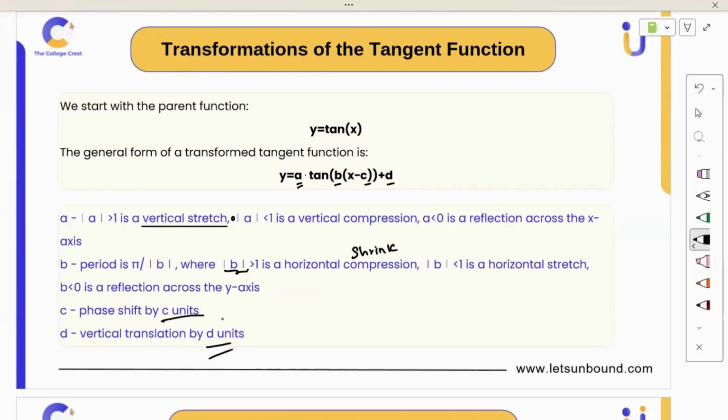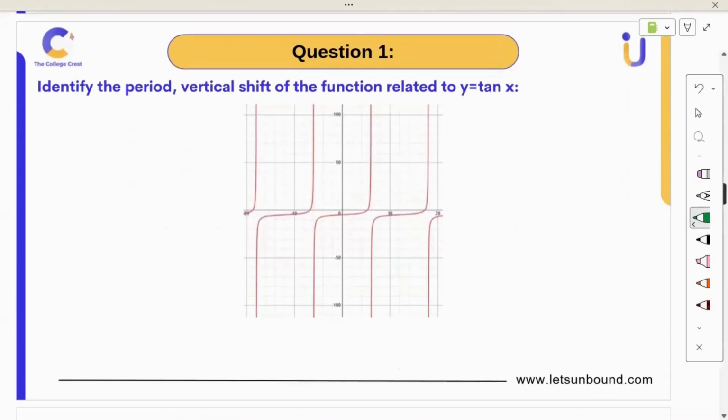D is the vertical translation. Everything is the same. There is nothing new here, as we did for other functions like quadratics, polynomial functions, exponential, and logarithmic. The transformation rule is the same. There is nothing new, and yeah, only the word might be new: instead of horizontal shift, we will use phase shift. Let's solve some questions.